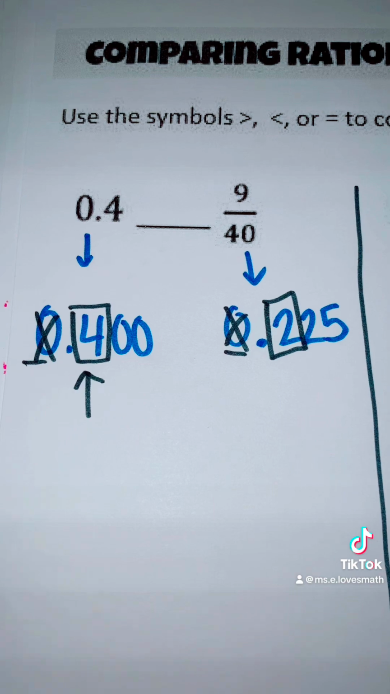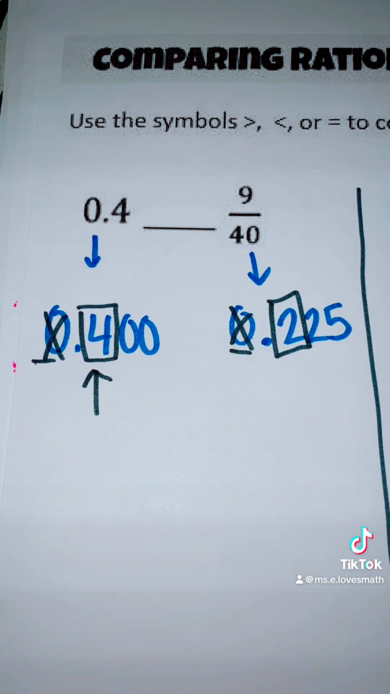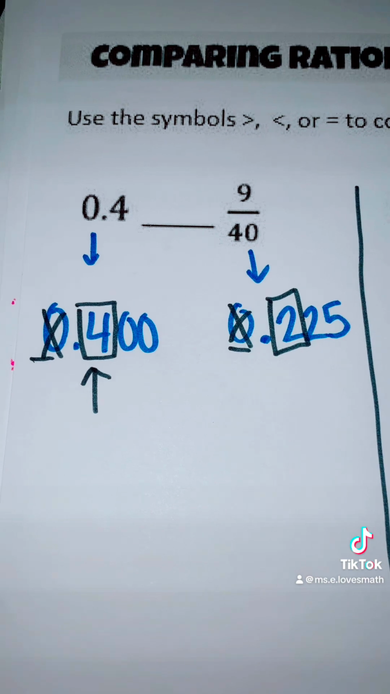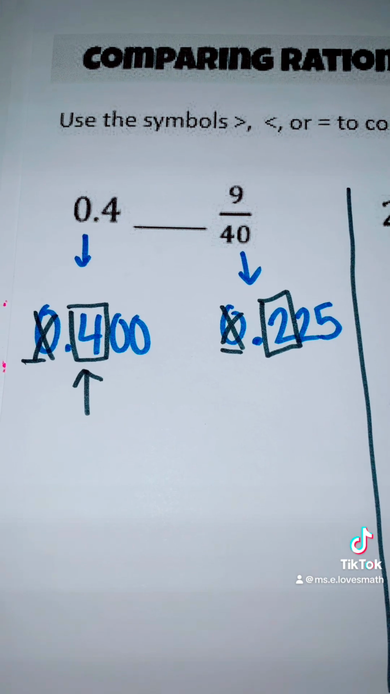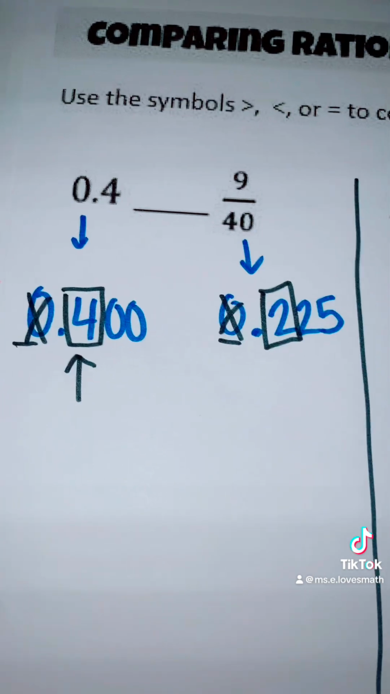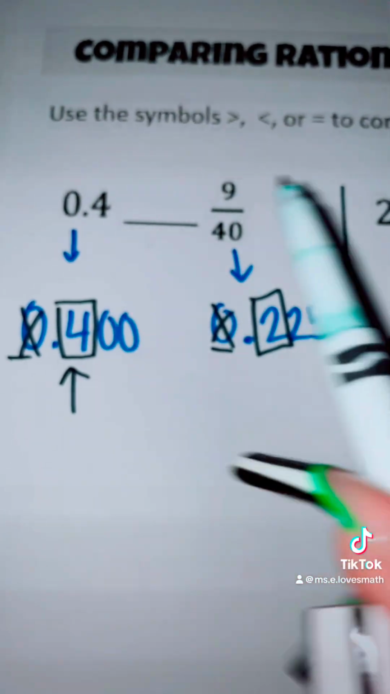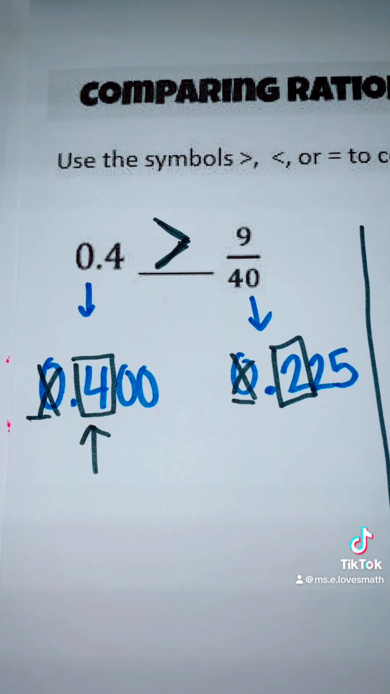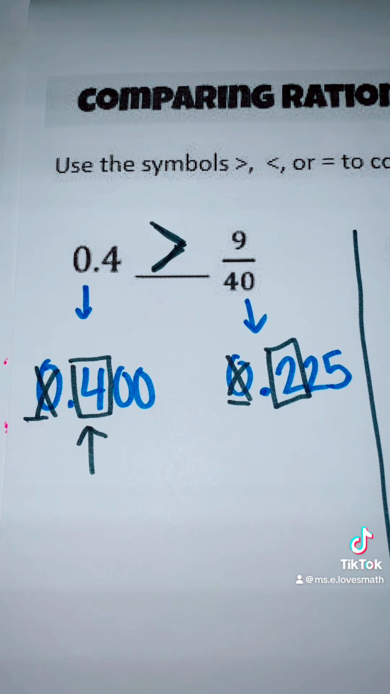I just need to make sure if our numbers are positive or negative. Our numbers are positive, so that means big is still big, and we can compare accordingly. So that means 0.4 is greater than 9/40. So we will use the greater than symbol to compare them.